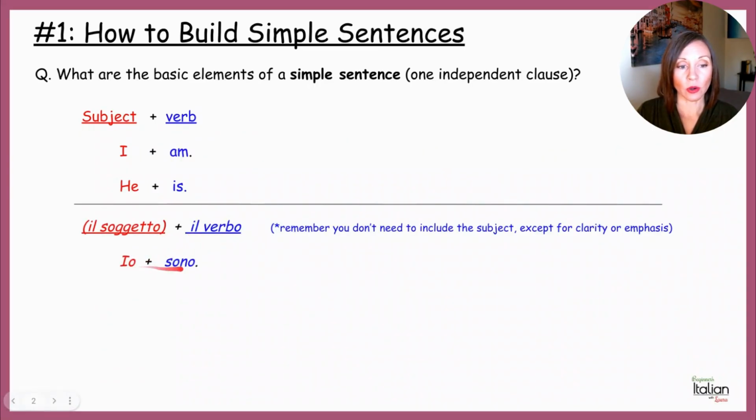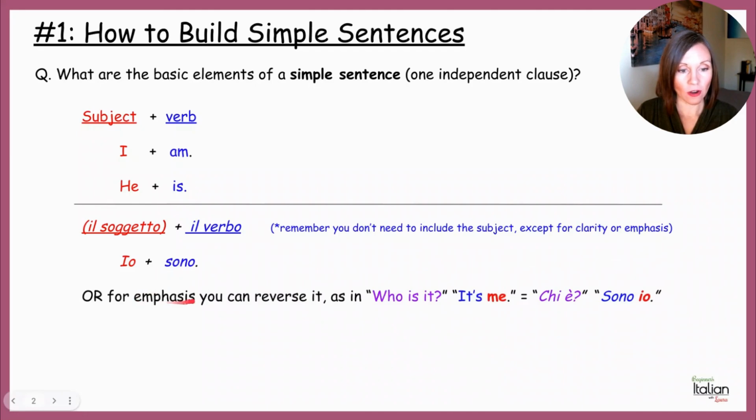So you could say io sono. But remember, you don't need to include the subject pronoun, except for clarity or emphasis. So in this case, you could technically say sono. Or for emphasis, you can reverse it, as in, who is it? It's me. Chi è? Sono io. So sometimes when you want to put emphasis on a word in Italian, you put it at the end.